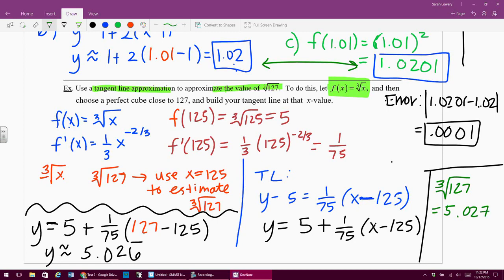In fact, if you were to type in the difference, my error ends up being within 0.0000141. If you check that out, okay? So pretty darn close. So our tangent line approximation got us really, really close to the actual value of the cube root of 127.